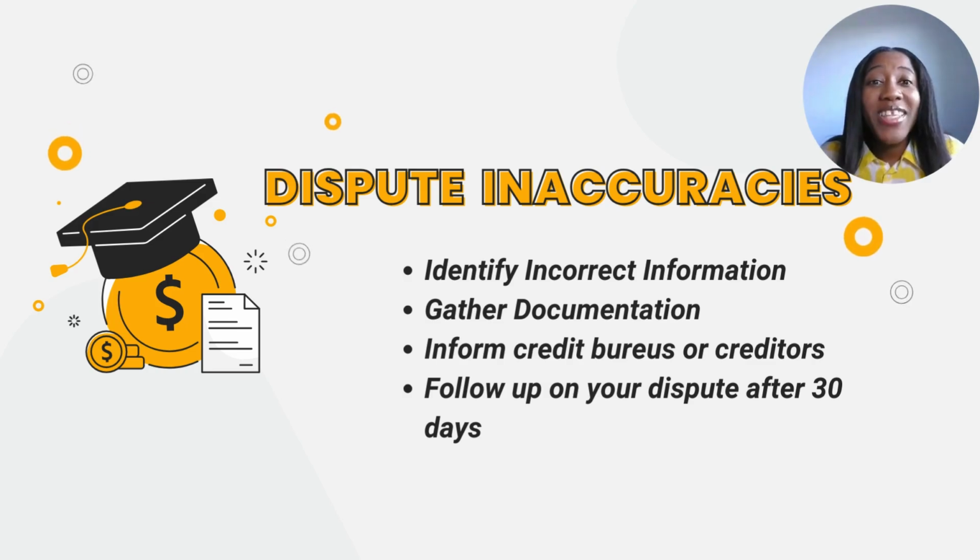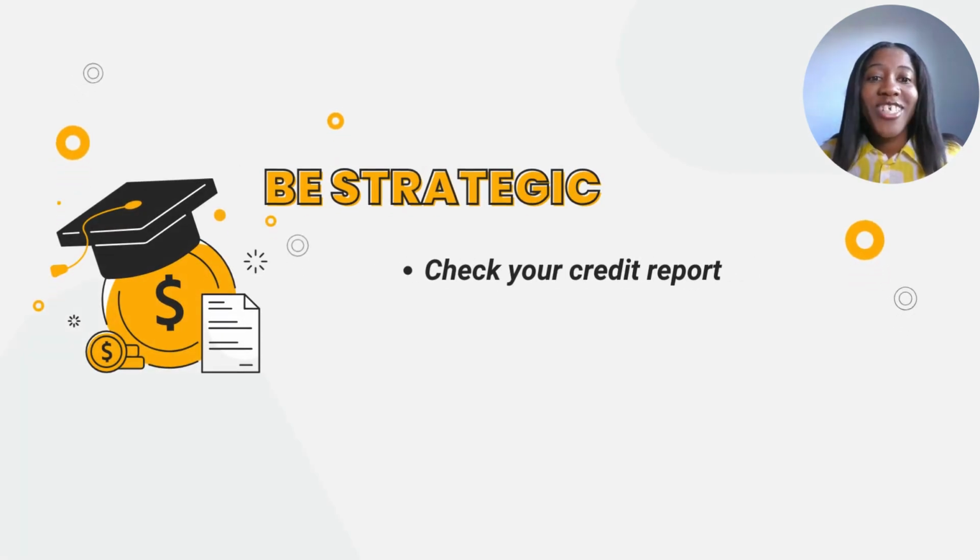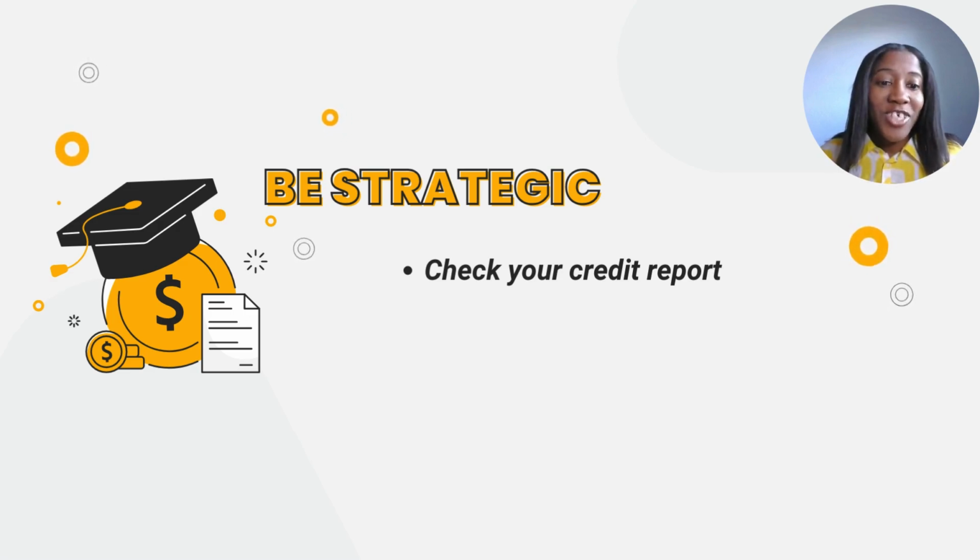All right. So, what does it mean to dispute inaccuracies? First, you're going to identify the incorrect information, whether it's on your statements or on your credit report. You're going to gather documentation on what it should be. You're going to inform the credit bureaus or the creditors, and then you're going to follow up on your dispute after 30 days. Be strategic. Make sure you request your credit reports from the three major credit bureaus, and that's Equifax, Experian, and TransUnion.